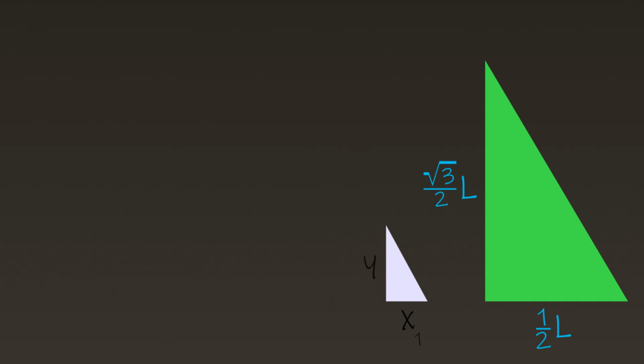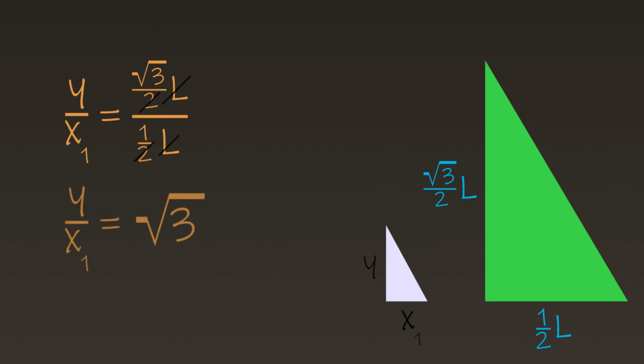The ratio of heights to the bases in similar triangles gives us the following. y over x1 equals square root of 3 over 2 L divided by 1/2 L, which simplifies to y over x1 equals square root of 3, and we can solve for y to get y equals square root of 3 times x1.